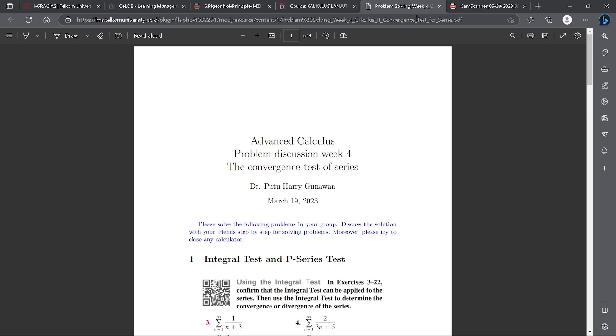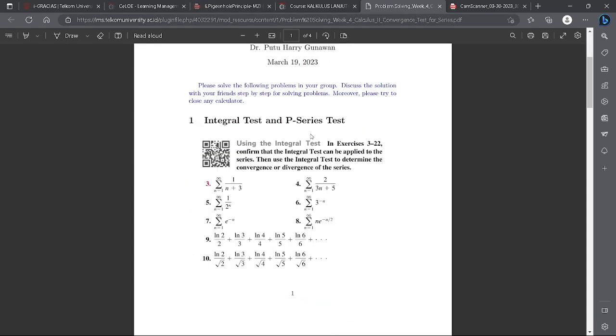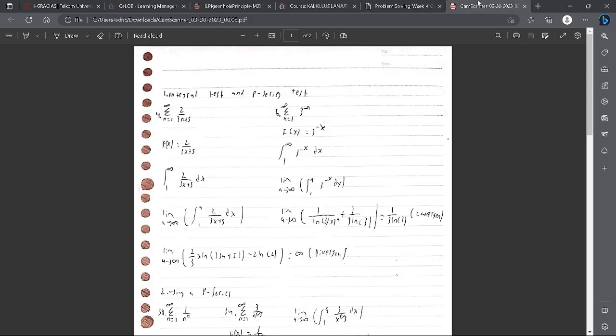Yeah, okay. Now I want to solve a problem from the discussion before. The first problem is number 4: the sum from n equals 1 to infinity of 2 over 3n plus 5. And this is my result.